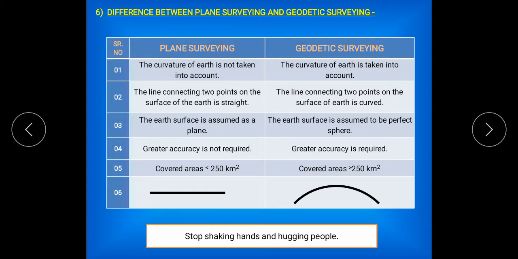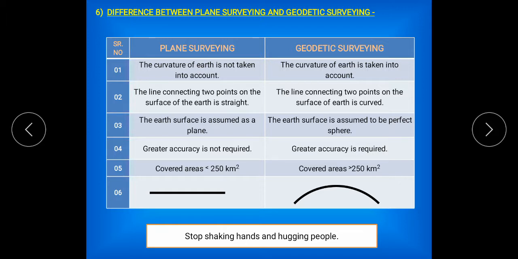The third difference is that in plane surveying the earth surface is assumed to be a plane overall, in any place. In geodetic surveying, the earth surface is assumed to be a perfect sphere. This is the third difference.